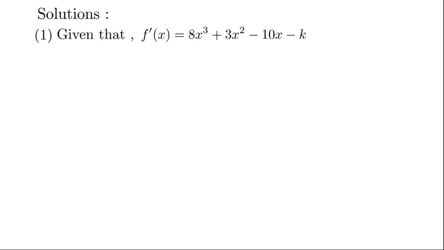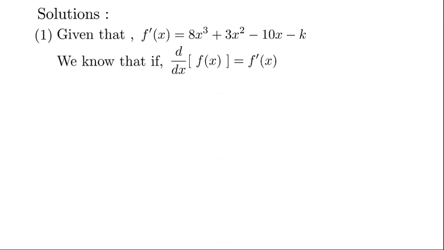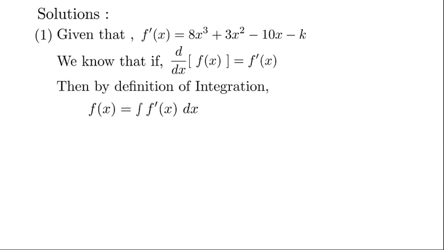So the solution part, the first one: what we are given is f dash of x, which is 8x cube plus 3x square minus 10x minus k. In this problem, we are asked to find f of x, and some conditions are also given. If the derivative of f of x is f dash of x, then integration of f dash of x is f of x. This is directly by the definition of integration. Therefore f of x equals integration of f dash of x dx, and now substituting f dash of x, f of x is equal to integration of 8x cube plus 3x square minus 10x minus k.